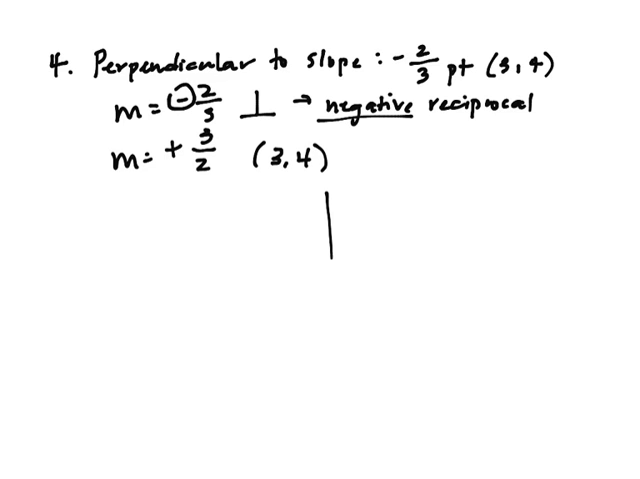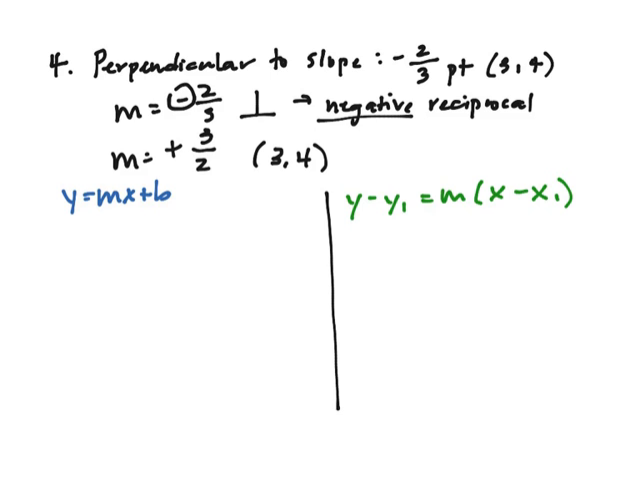We have two ways to do this. We can either use y equals mx plus b, the slope-intercept form, or we can use the point-slope form, y minus y sub 1 equals m times x minus x sub 1. Okay, so let's go ahead and do the first one. So that means my point (3, 4) is going to be x and y. I'm going to substitute the information that I have.